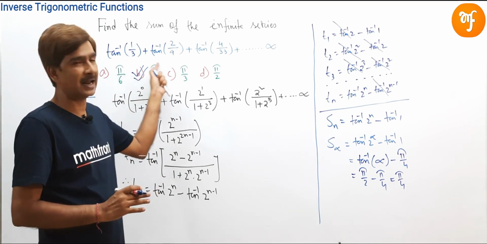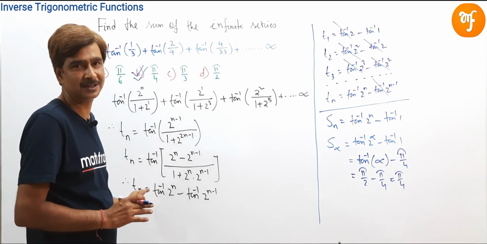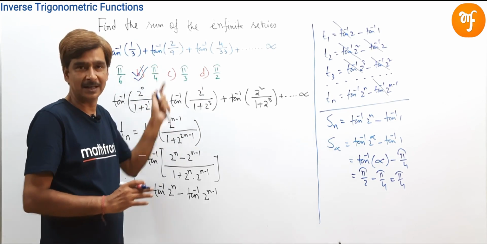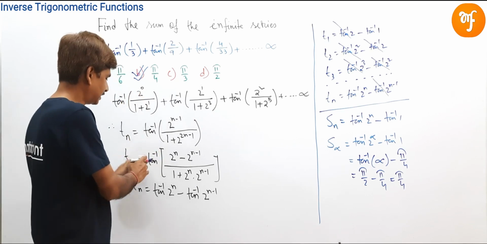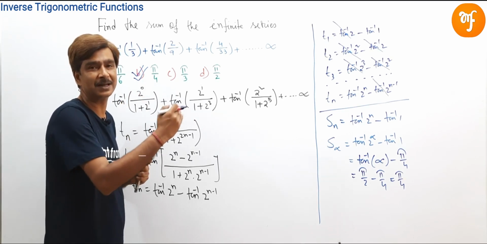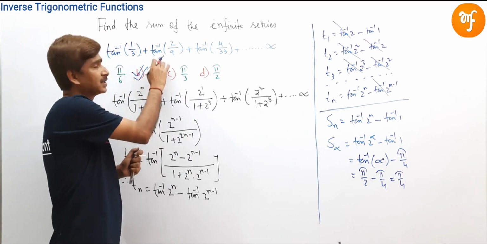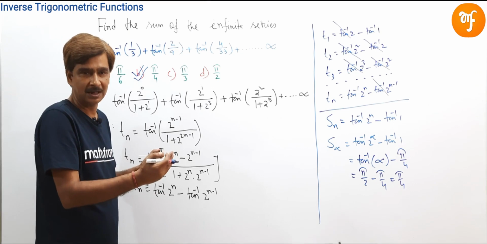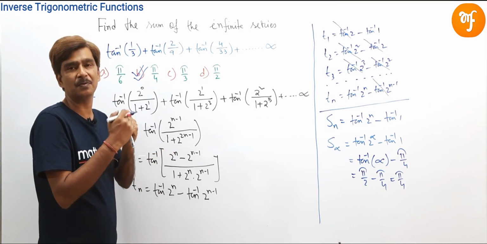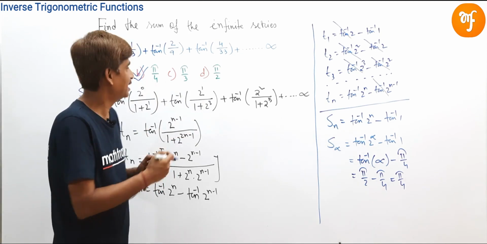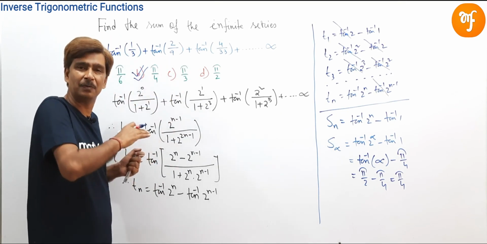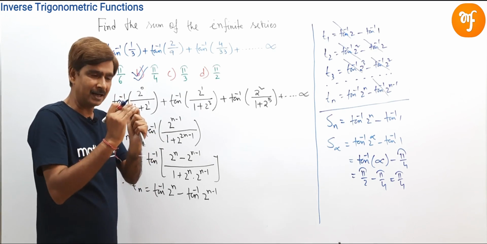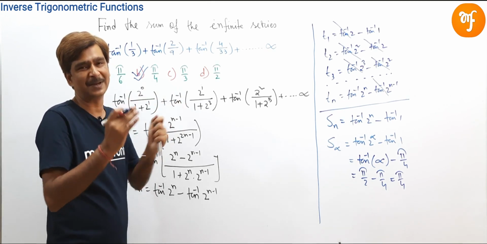This is a series of tan inverse. So, that is why we first find the nth term in terms of tan inverse. Then we express the nth term as tan inverse x minus tan inverse y. If it was a cot inverse series, then we have to find first Tn in terms of cot inverse. Then we have to express Tn in the form of cot inverse x minus cot inverse y. If it is a sine inverse series, then we have to express Tn as sine inverse x minus sine inverse y.